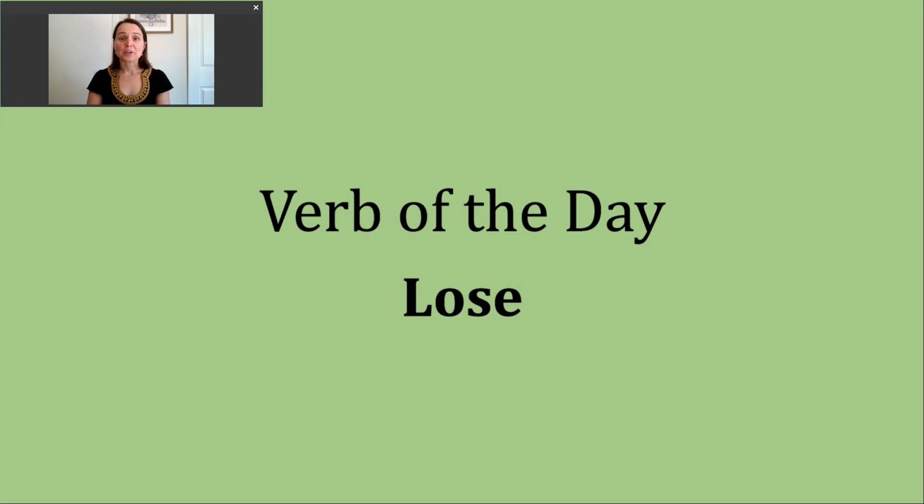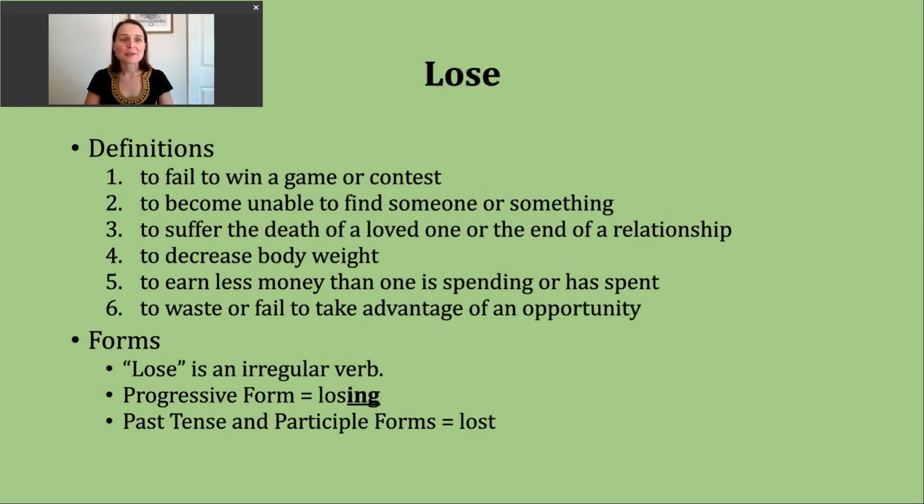Hi, it's time for another verb of the day. Today's verb is lose. Let's take a look at some of the definitions of this verb.